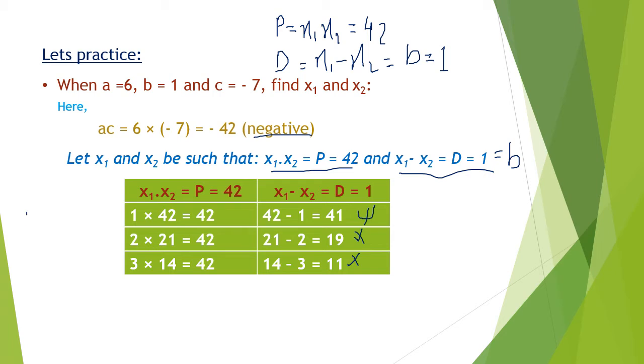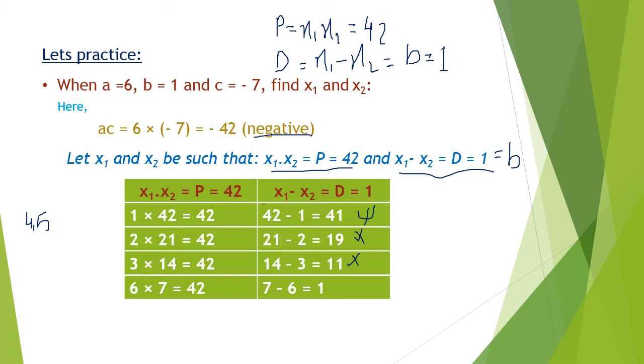We ignore 4, we ignore 5, and 42 goes with 6. So we will do it with 6 right now. 6 into 7 is 42, and 7 minus 6, the bigger number first, is 1. So these are our required numbers, 7 and 6. It's a very easy process, isn't it? An interesting process also. x1 is equal to 7 and x2 is equal to 6. So these are our two numbers.